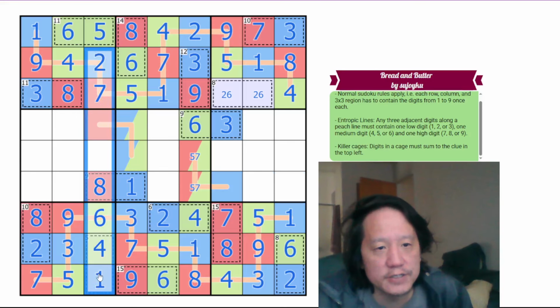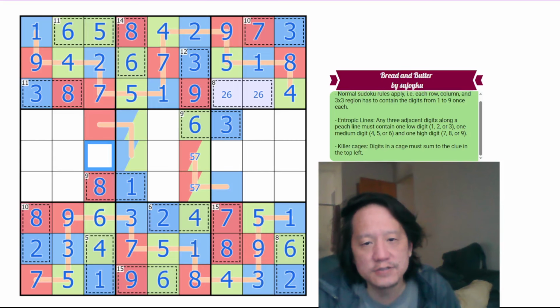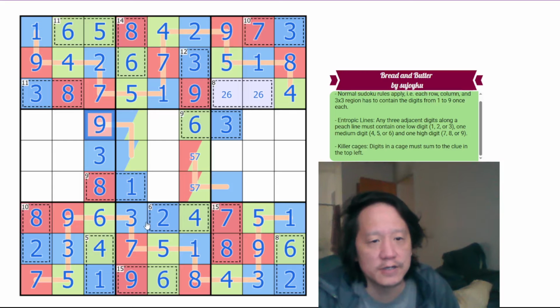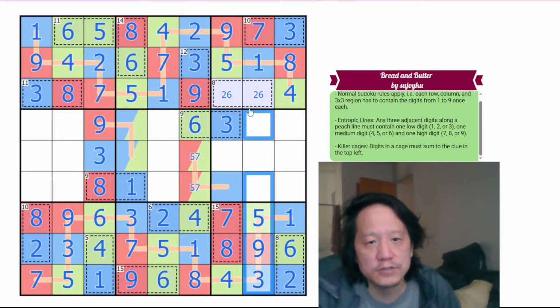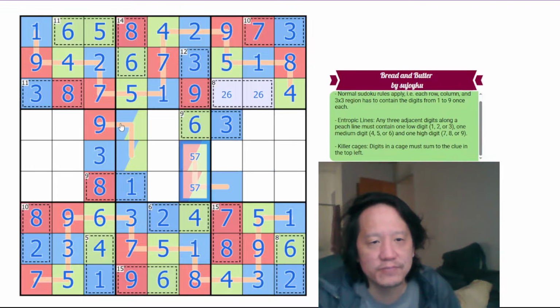Okay, remaining digits in column 3. This is low, and it must be 3. This is high, and must be 9. So now we're just doing normal Sudoku, essentially. Well, yeah, this is 2 or 4.